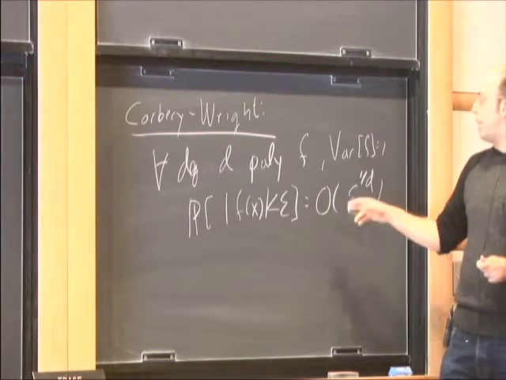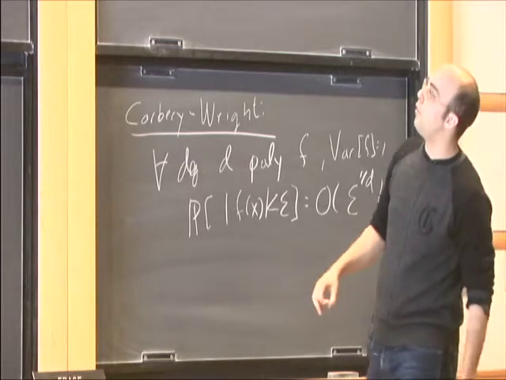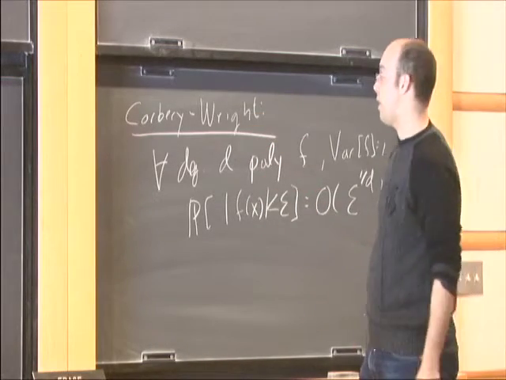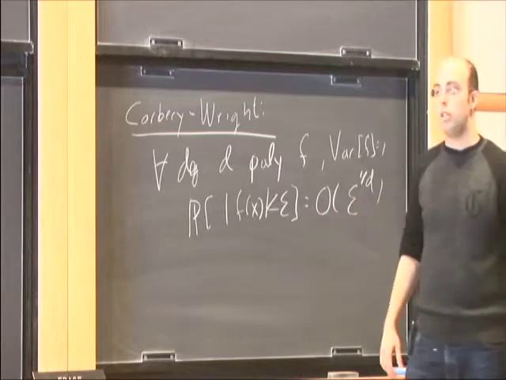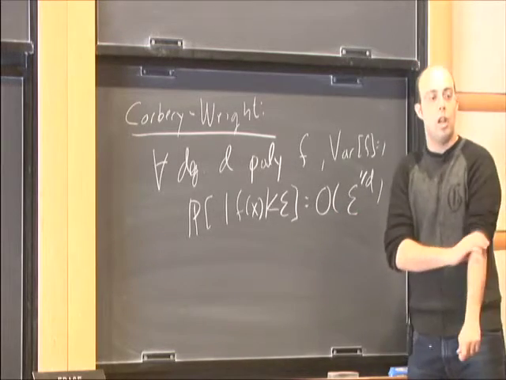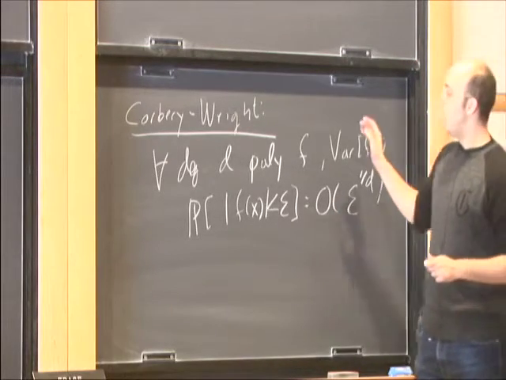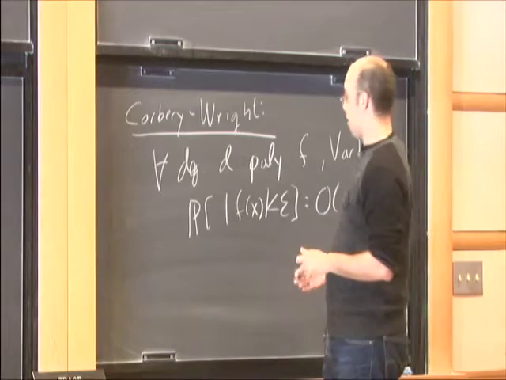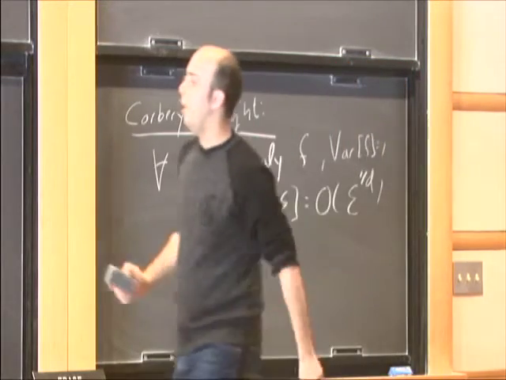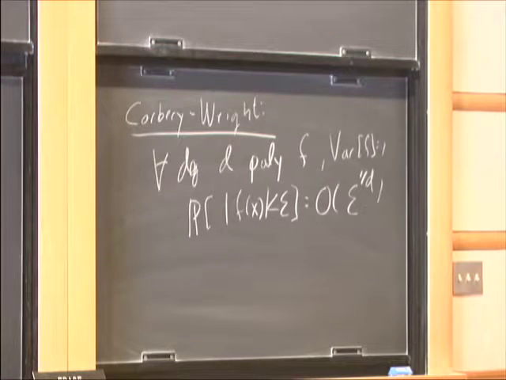In their version, it's d. I think in the version of Nazarov, Sodin, and Volberg, there is no constant here. So what is the variance of f? Okay, good, that's a very good question. So let's just do an example.